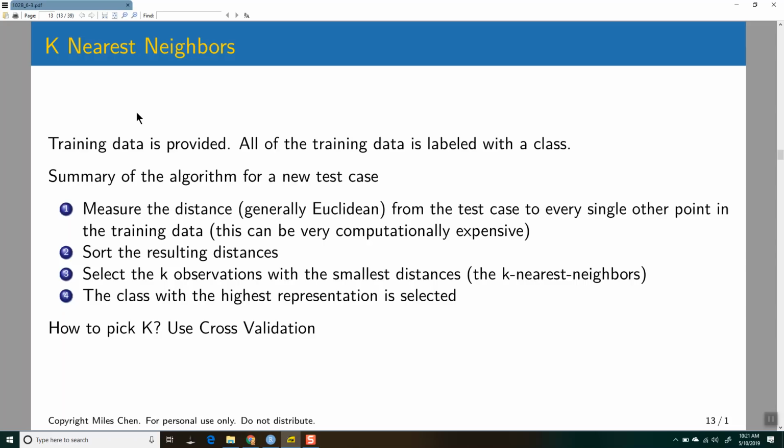Since you're using Euclidean distance, does it mean that your predictor variables have to be numeric? Yes. Maybe I need to write that here, okay? Predictor variables need to be numeric. I suppose you could turn a categorical variable into a 0-1 type of deal, but generally your predictor variables are numeric and they're on the same scale, okay?